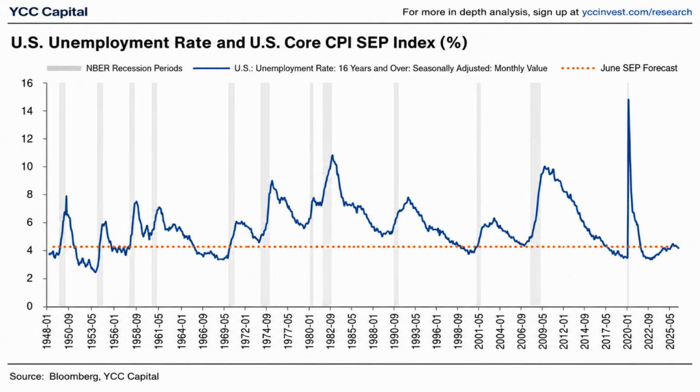Historically, recessions have almost always been accompanied by a rapid increase in unemployment. Whether during the oil shocks of the 1970s, the early 1980s tightening cycle, the global financial crisis, or the pandemic, unemployment typically rises dramatically once economic momentum deteriorates. Today, however, unemployment remains remarkably stable around the level implied by the Fed's estimate of price stability.